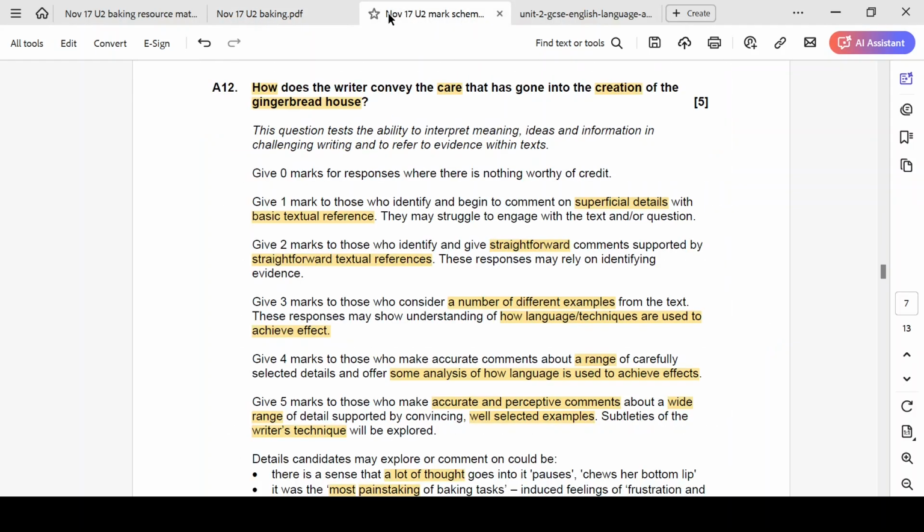Talking of which, looking at the mark scheme again, remember I said it's often a good idea to look at the description for the lowest marks. So what are people trying to do the opposite of? Well, if you're going to get 1 mark out of 5, then it's because you've commented on superficial details, which means you're just skimming the surface. You're making very simplistic points that probably a year 7 student or even younger could make. Basic textual reference. Textual reference is just a posh word for quotations or pointing out specific parts of a text.